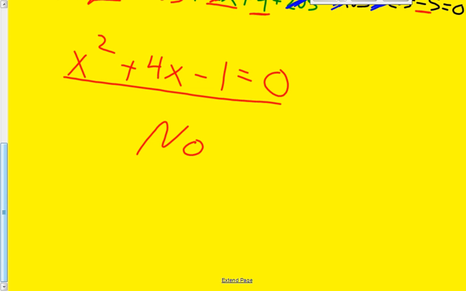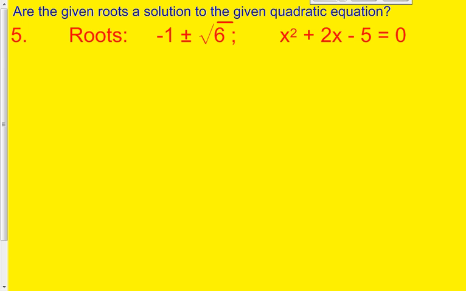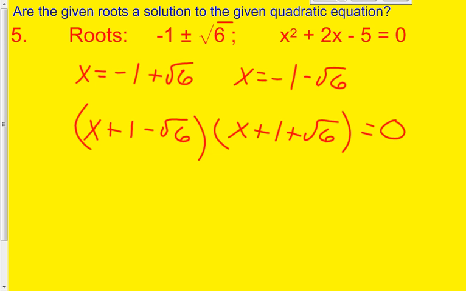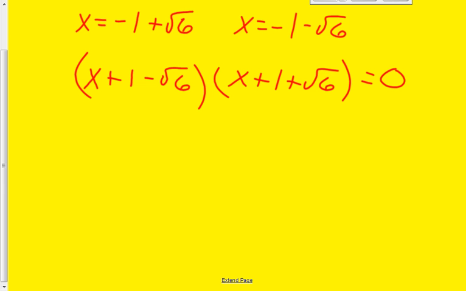Now that you guys have watched me do number 4, you guys try number 5 on your own. Pause the video, try number 5. X equals a negative 1 plus square root 6. You're now checking your work. X equals a negative 1 minus square root 6. X plus 1 minus square root 6 times x plus 1 plus square root 6 equaling 0. Multiplying these together, hopefully you got all of your radicals to disappear.